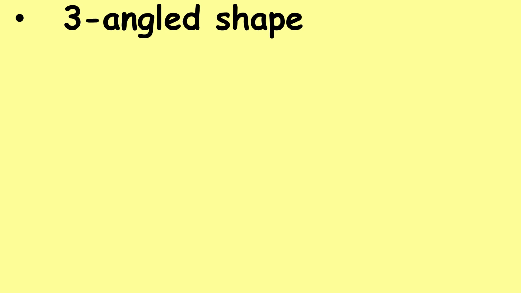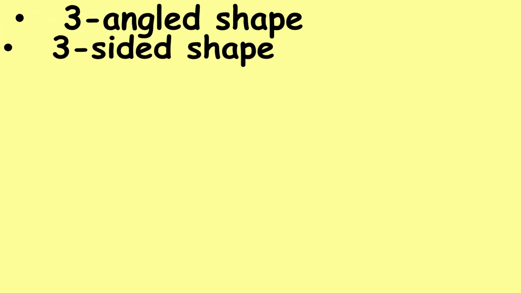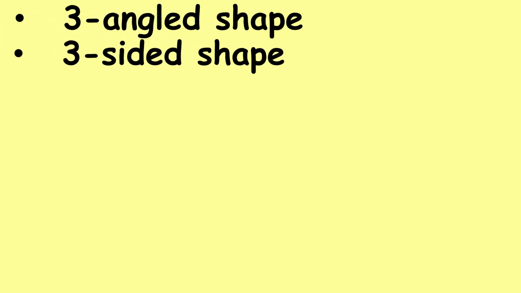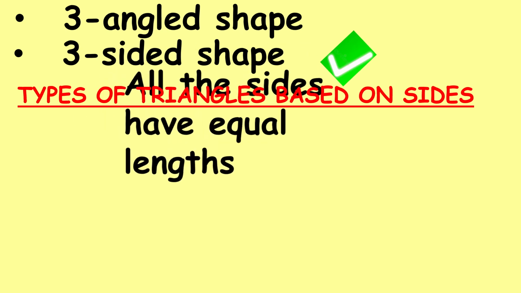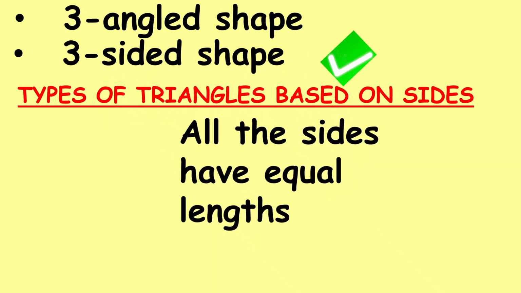So we have looked at triangles based on the angles. Now we'll be looking at classification of triangles based on the sides. Triangles can also be classified based on the sides. Now let's look at this particular example.